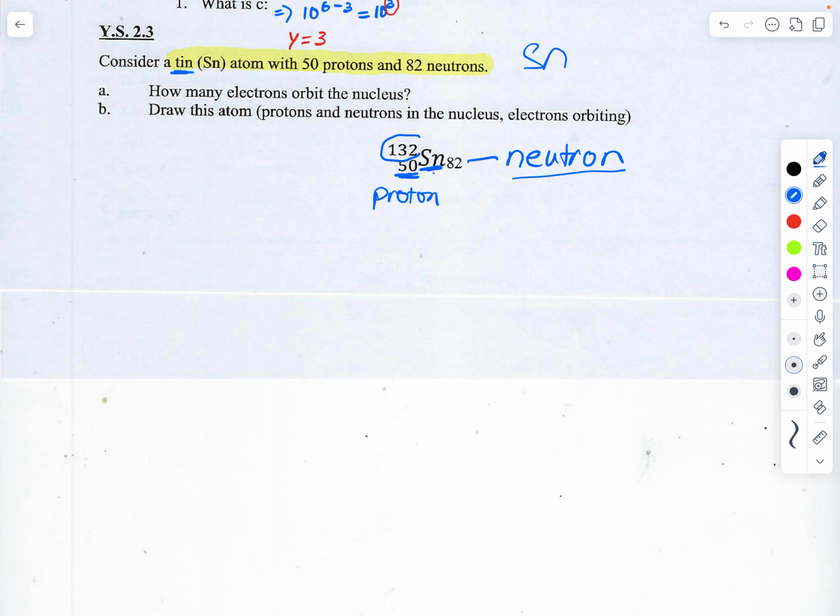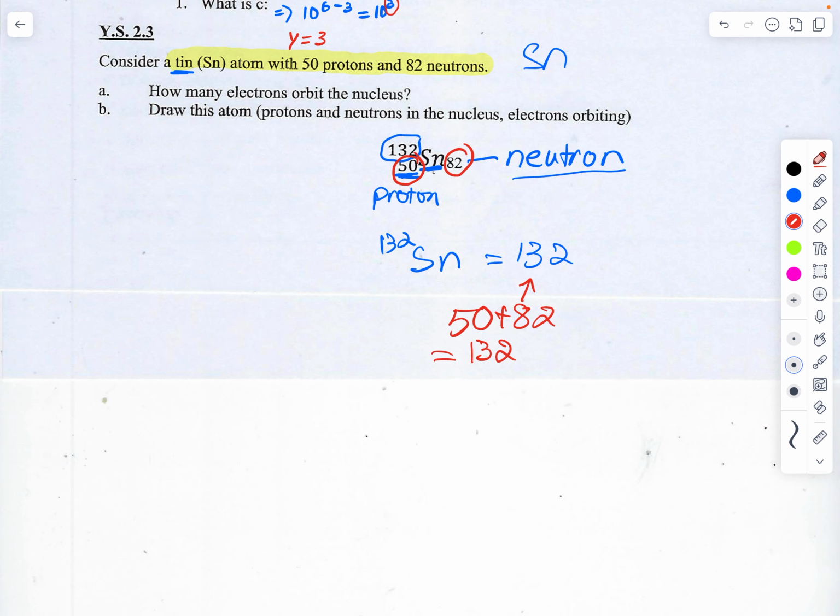And then the number on the top left is the weight of the whole atom, the whole element. So Sn 132 means that Sn weighs 132. I think the unit is called Armstrong or something, I forgot how to pronounce it. But this atomic weight comes from adding the number of neutrons and the number of protons. Once you add 50 plus 82, you get 132, which is this weight.